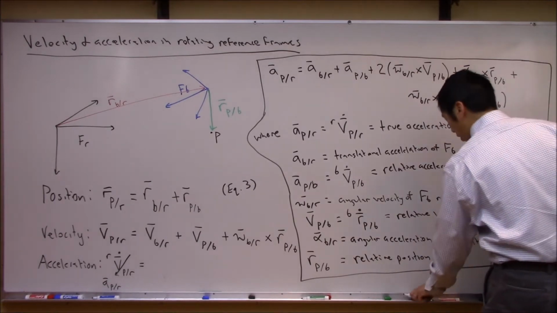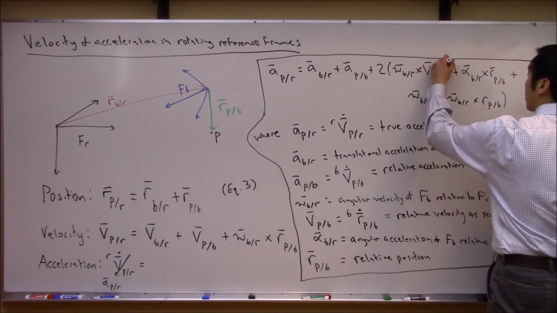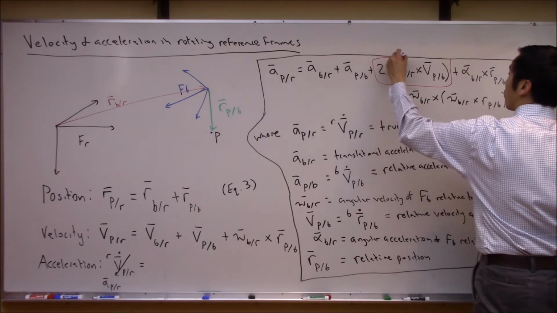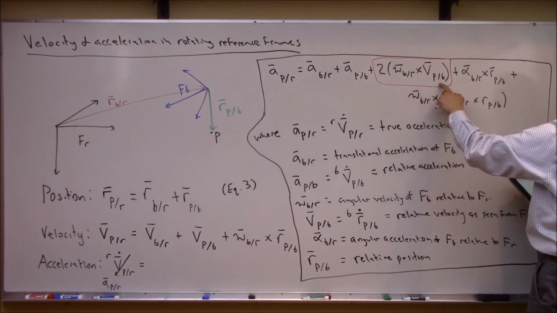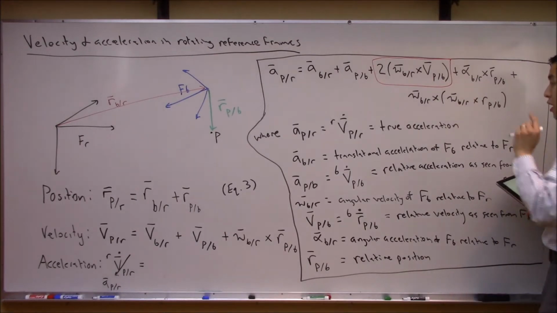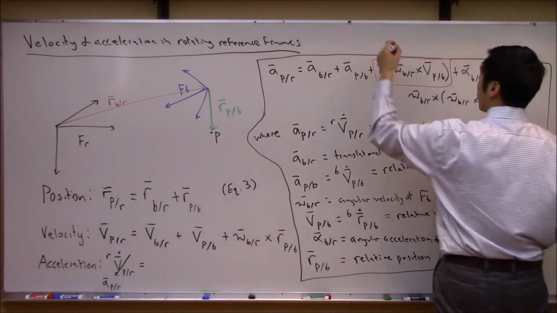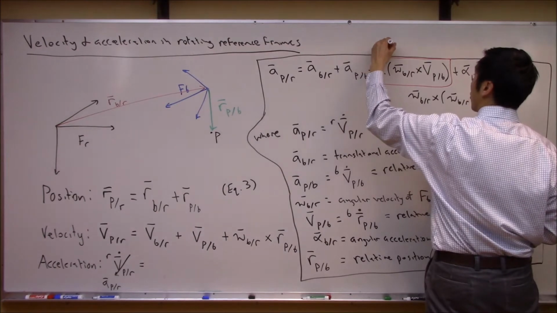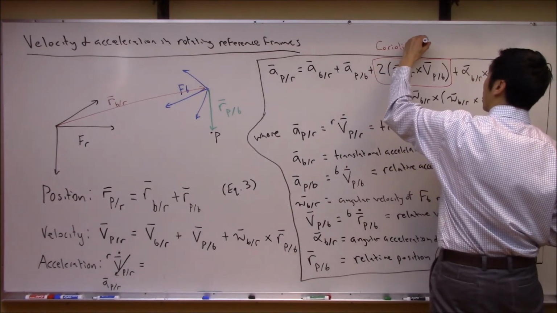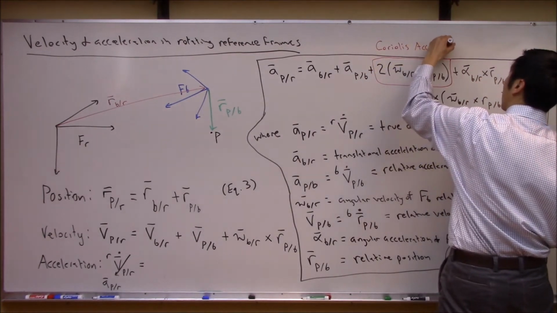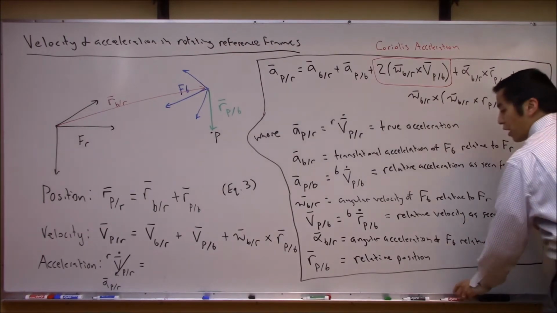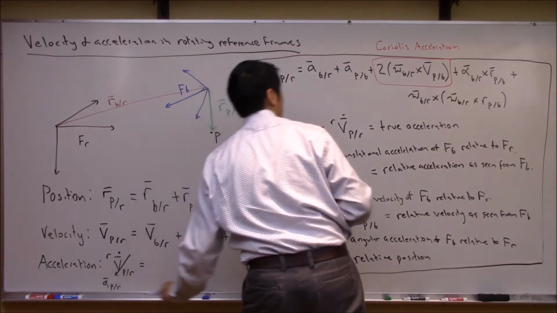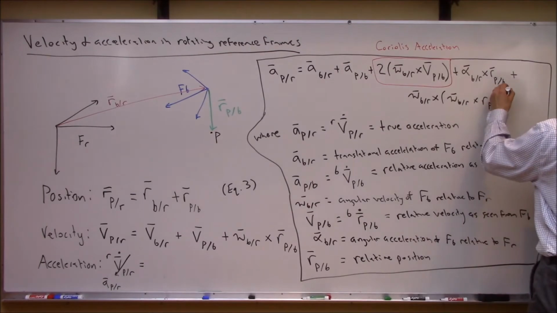The first is this one I'm going to circle here in red. This term right here, 2 times the quantity omega B with respect to R cross V_P with respect to B, is sometimes referred to as the Coriolis acceleration. We're going to take a look at what that is and how to understand it, and look at some examples. The other term that's very interesting is the one let's circle in blue.